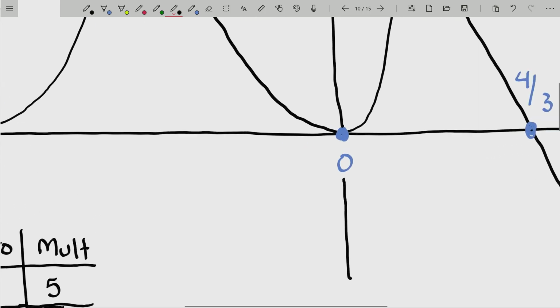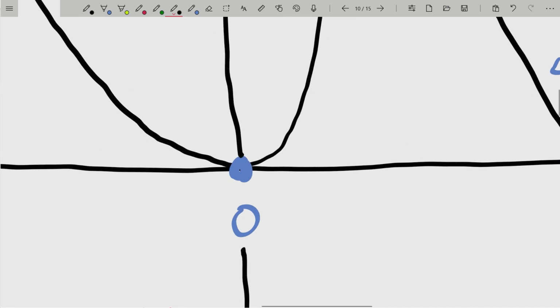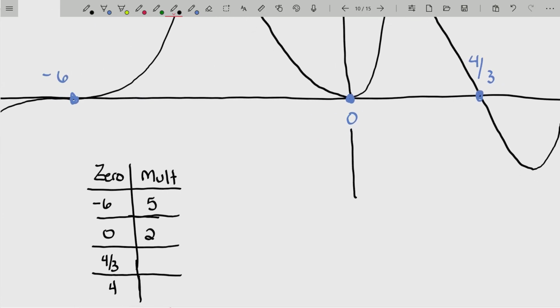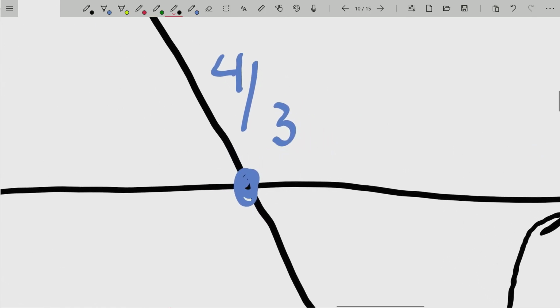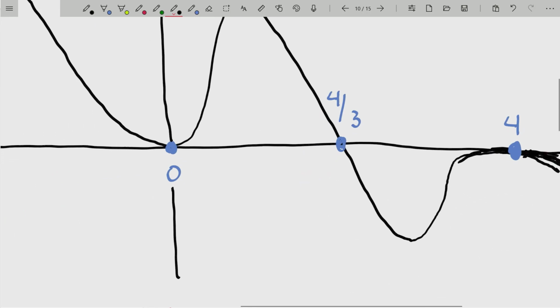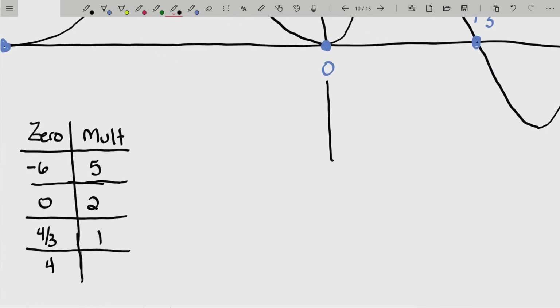Some people would argue it might be 7, but I'll just keep it at about 5. And then if you look at the multiplicity of the 0 at x equals 0, that looks like a parabola, and it doesn't look flat. So I'm going to say the multiplicity of that is 2. If you look at the 0 at x equals 4/3, that goes through not like a cubic, but like a line. So that's going to be multiplicity 1.